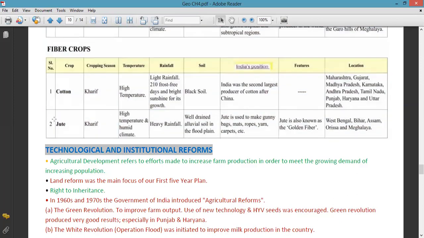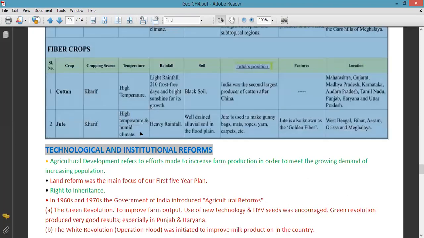Next, about jute plantation. Golden fiber. Jute is also called golden fiber, right? In the previous class you might have studied. It's a kharif crop, so cotton and jute may grow in the same season. It also requires high temperature and a humid climate.